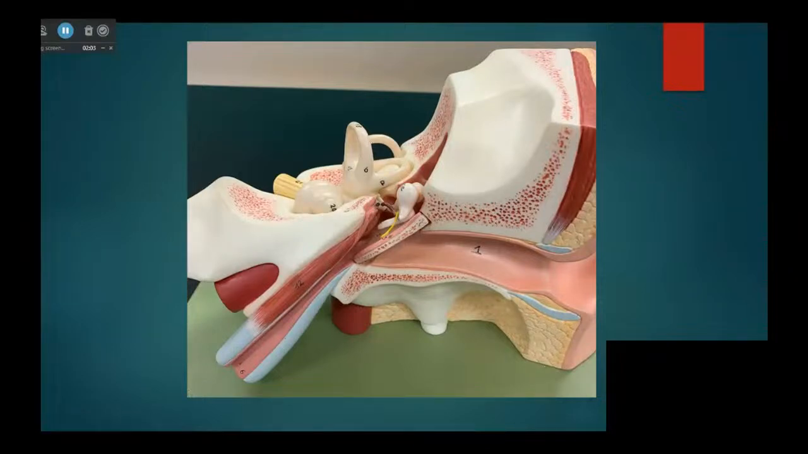We're going to have the superior or anterior semicircular canal. They are used interchangeably, so superior or anterior. We have the posterior semicircular canal. It's the one at the back. And then we have the lateral semicircular canal. It's the only one that lays on its side.